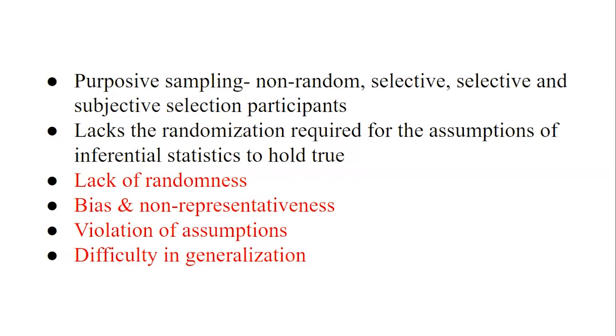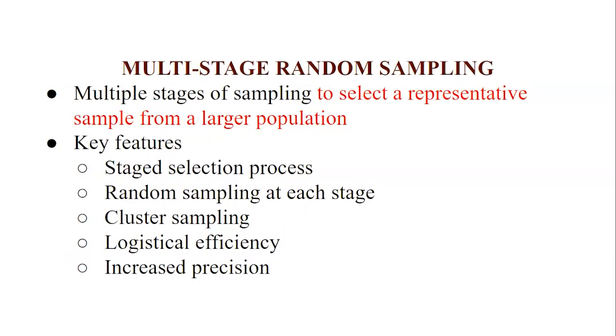But anyway, let's look at our next option also, which is multi-stage random sampling. Multi-stage random sampling is a complex sampling technique which involves multiple stages of sampling. As the name suggests, it involves multiple stages of sampling to select a representative sample from a larger population. This is used particularly when a simple random sample is impractical due to logistical constraints or the structure of the population. So we usually use multi-stage random sampling when simple random sampling is not possible.